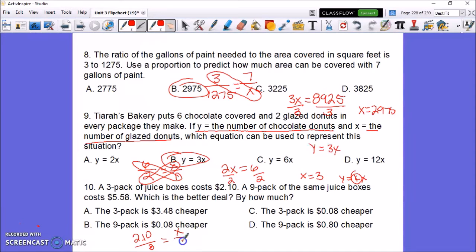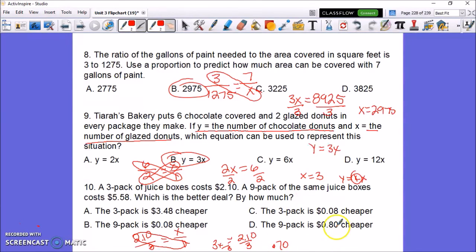So we don't know. So we're going to find the unit rate. So we cross multiply, and that's 210 is equal to 3X. So we divide both sides by 3. And $2.10 divided by 3 gives us 70 cents.